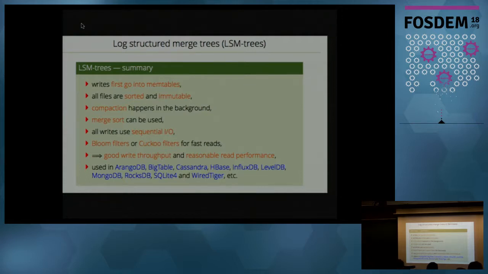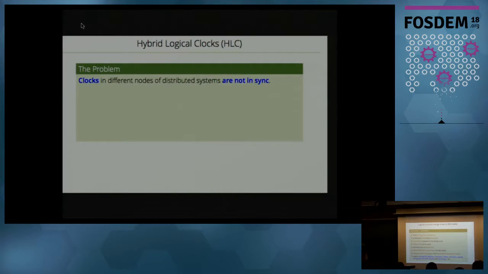Then we have Bloom filters or cuckoo filters for fast reads. So we get a good write throughput, because we write to main memory, and reasonable read performance. Of course, these things will be slower than putting everything into main memory and having a hash index on top of it. But they are made for the condition that your data set is larger than your main memory. And as they are so good, they are used in a large amount of databases. So in Bigtable, Cassandra, HBase, Influx, LevelDB, Mongo, ArangoDB, RocksDB, SQLite, and MongoDB uses them via WiredTiger. So a lot of databases have this technique.